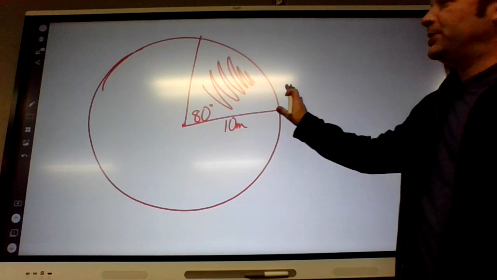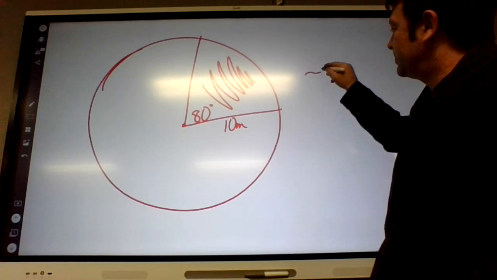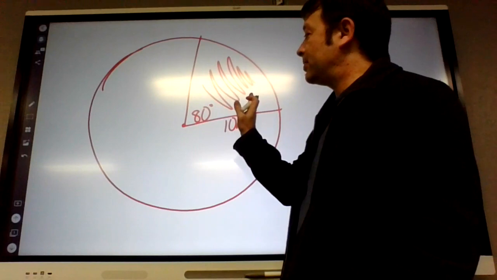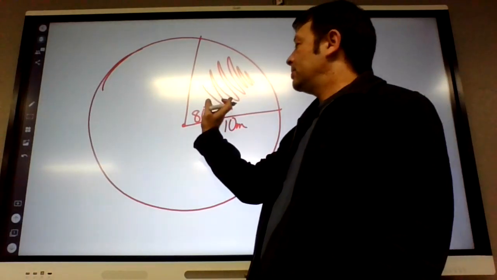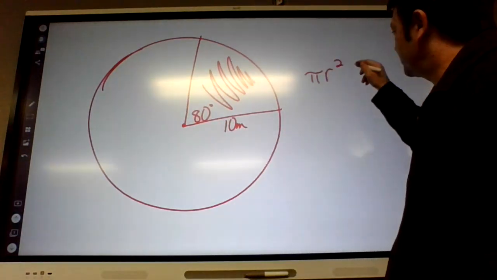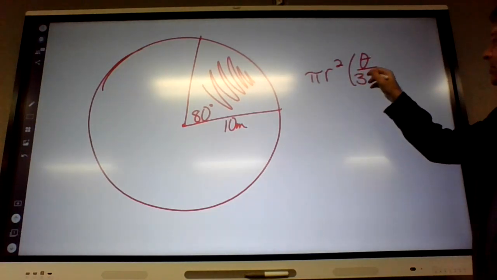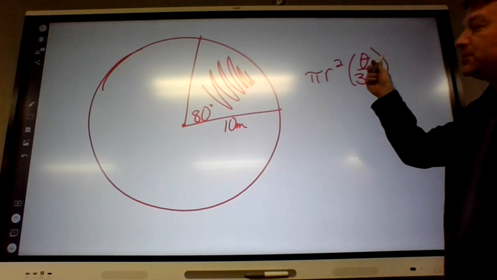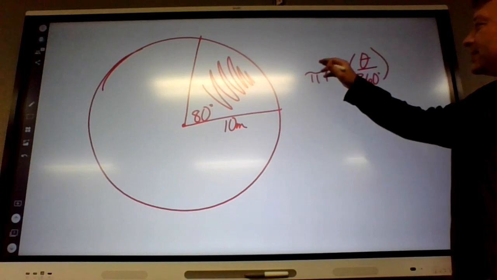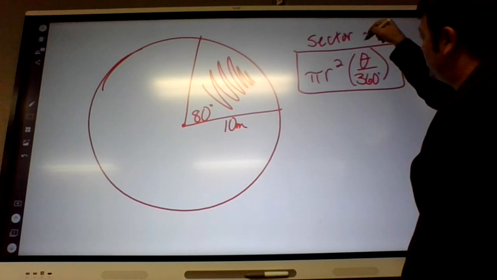Yeah. So you would do the entire circle area. What's the formula for a circle area? Pi r squared. But then you would multiply that times what fraction of the circle are we actually using? We're using 80 out of 360. So the formula is, theta is just a variable. It's a Greek letter, but it usually stands for the central angle, the angle right there. So this is the sector area formula. That was really from last chapter, but they kind of go together.